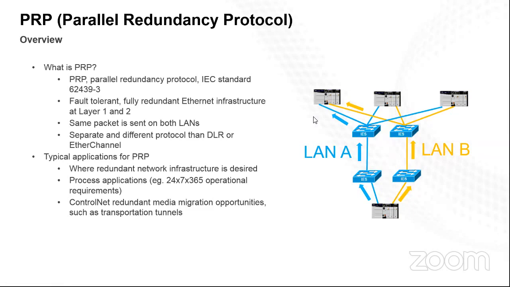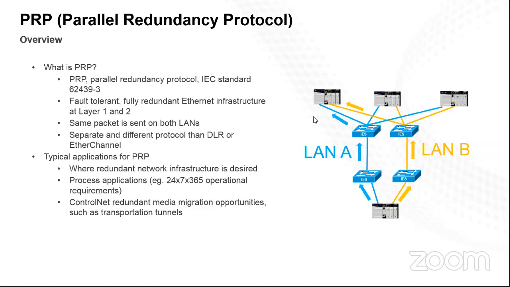So the same packet is sent through both LANs, meaning there are 2 parallel paths. So if one path is disrupted, the other path, because it's independent and because it's parallel, it continues to communicate. Therefore, with an entire LAN failure, you don't have any convergence time required on a PRP system.